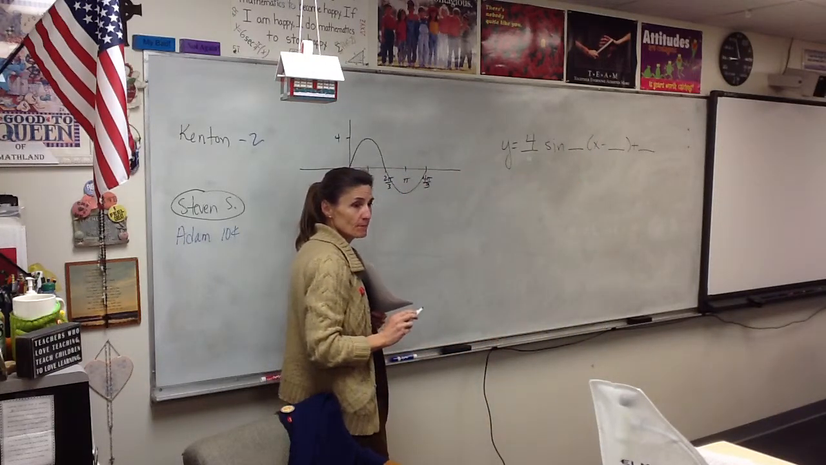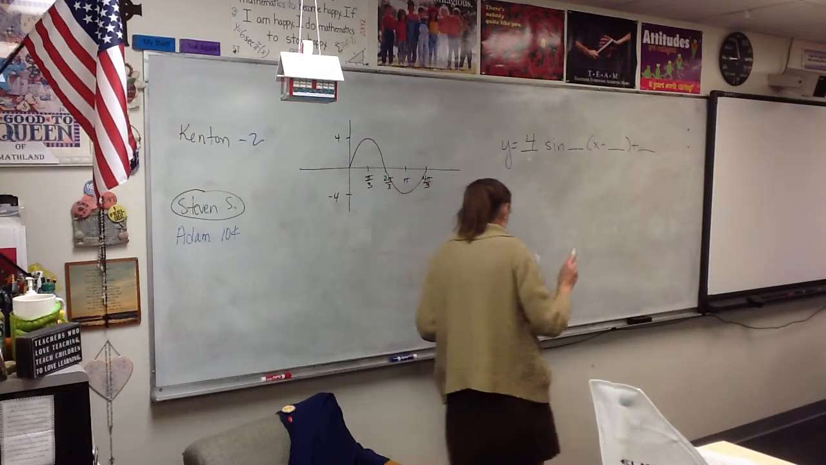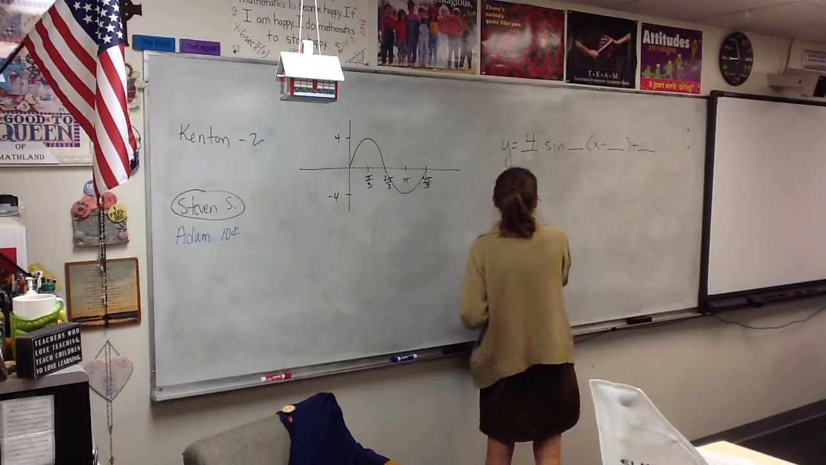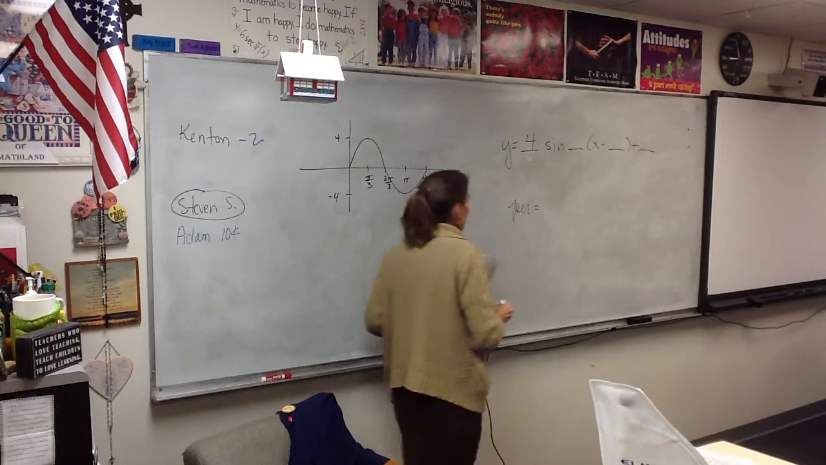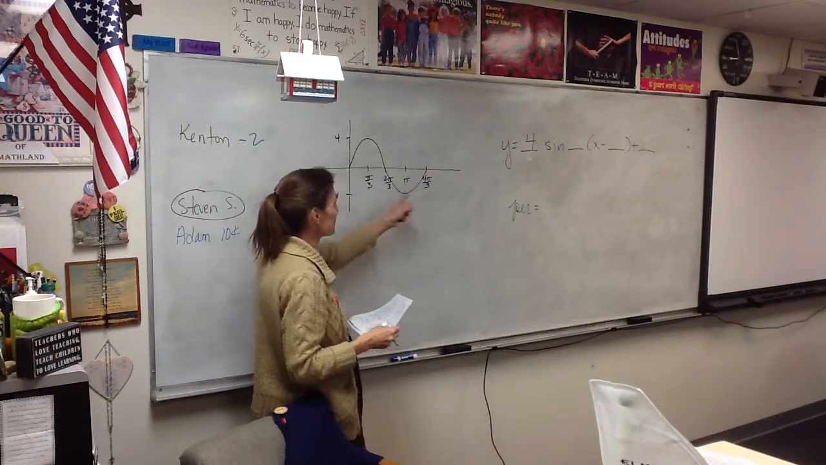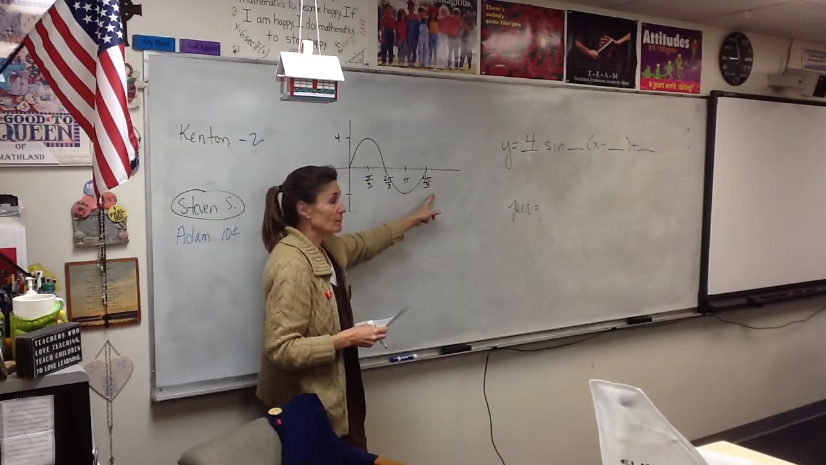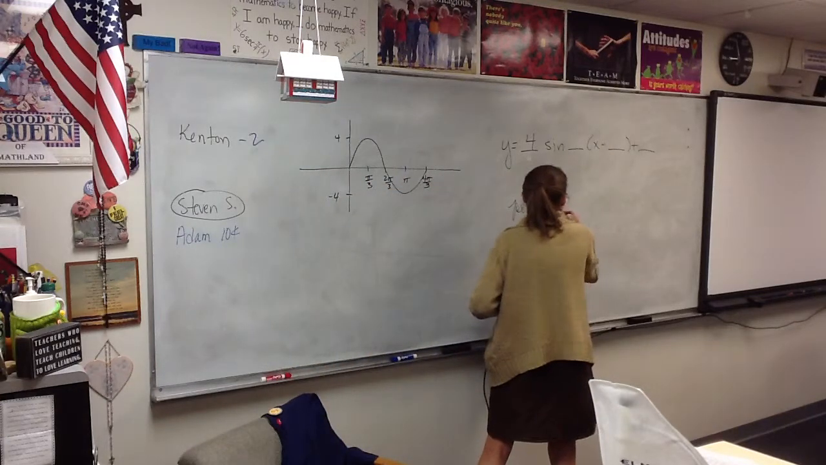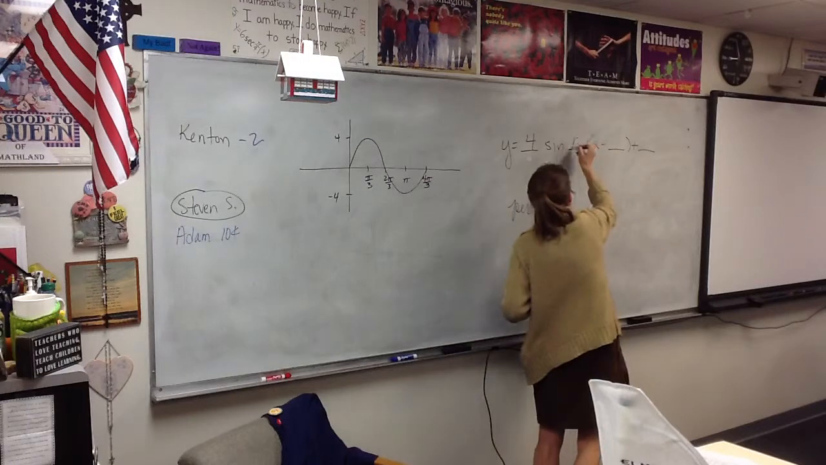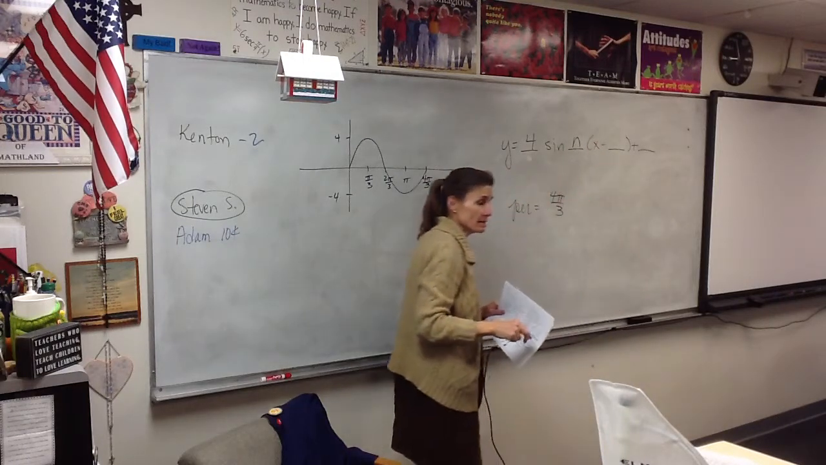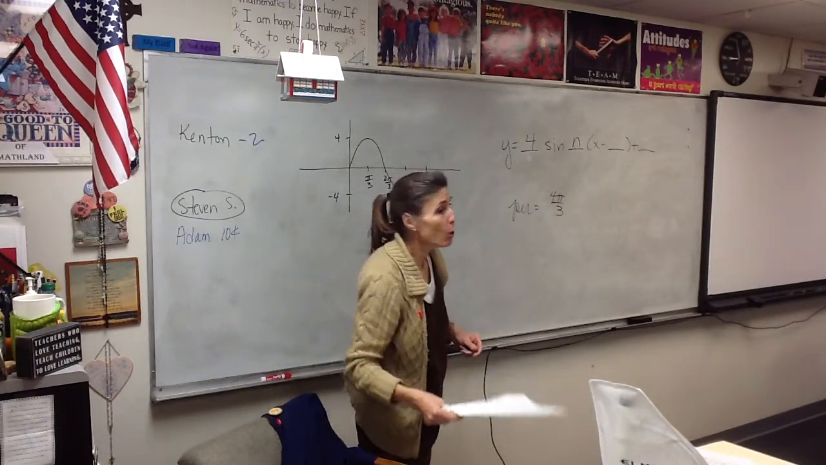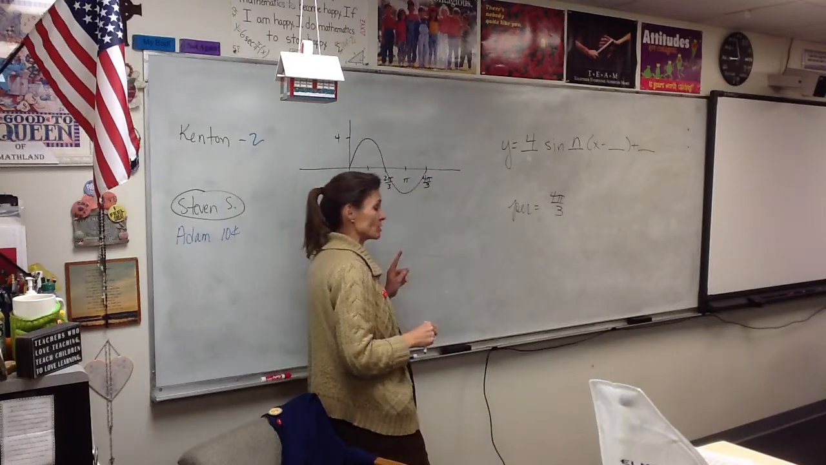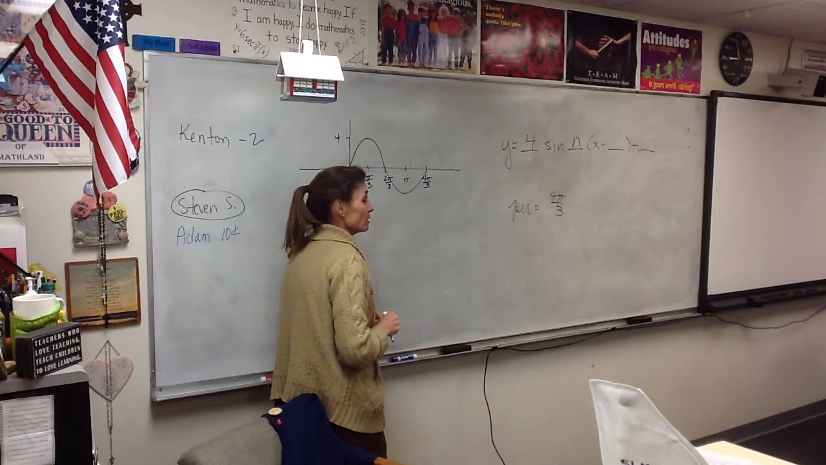The period. Now, what is the period supposed to be? 2 pi. Well, this period is not 2 pi. This period is 4/3 pi. 4 pi over 3. 4/3 pi. So obviously, we have changed the period. It is no longer 2 pi. It was supposed to be, but it isn't anymore.